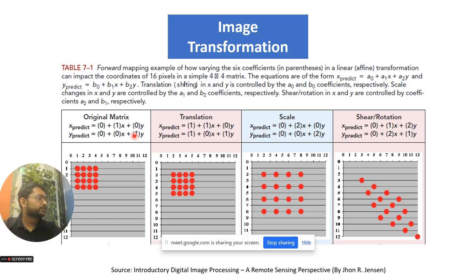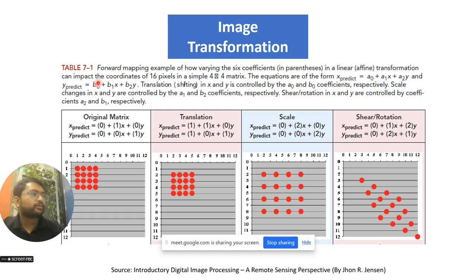Now, you want to do the translation. So basically you want to shift. So you have to add some additional parameter here. So I will add 1 over here. So this A naught and B naught will be useful for the translation.